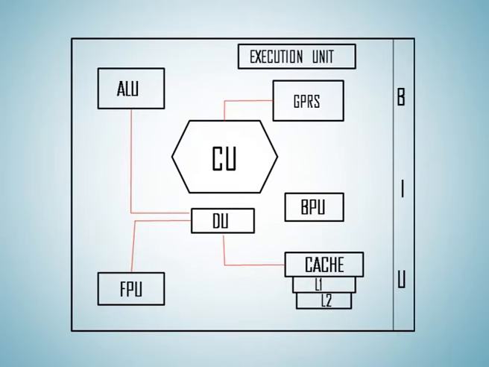The arithmetic operations involving decimal numbers or floating point numbers are performed by floating point unit called FPU in short. Most CPUs today have multiple ALUs and FPUs that work concurrently to perform various arithmetic operations on floating point numbers.